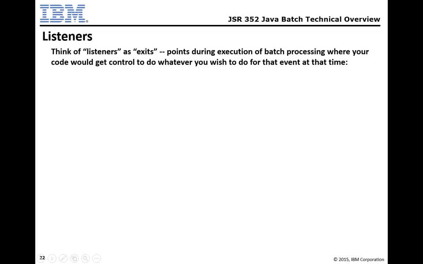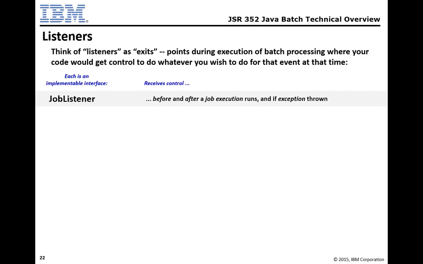Finally, let's talk about listeners. Think of these as exits where your code gets control when a certain event takes place in the Java batch job processing. For example, one listener is the job listener. This is an interface, and your listener code runs behind this interface. The container calls this listener at the start of the job, at the end of the job, and if an exception is thrown during job execution processing.